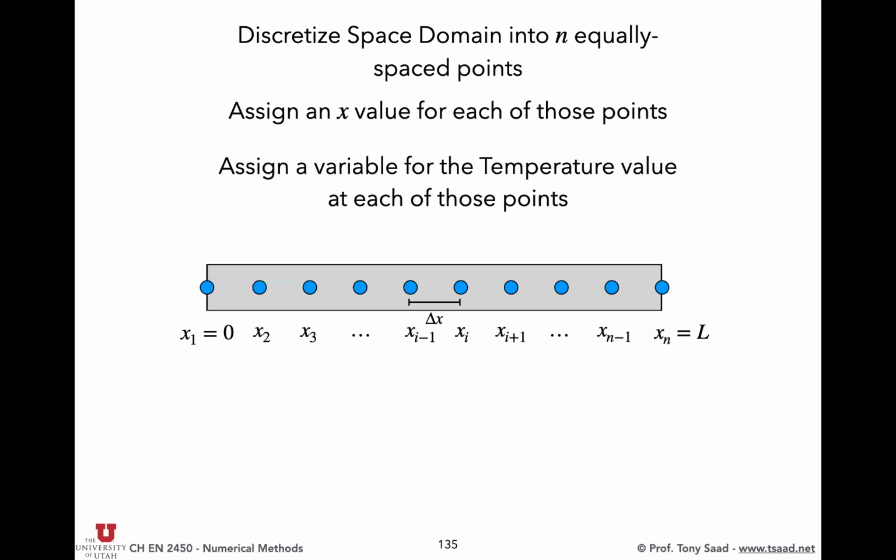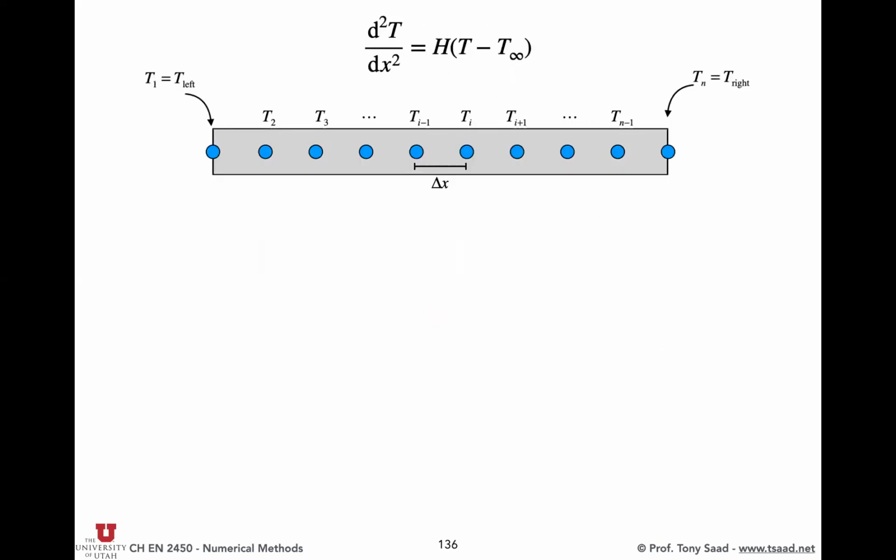Next, we're going to assign a variable for the temperature value at each of those points. Now, we do not know the temperature at the intermediate points. We only know it at the left and we know it at the right, but we don't know it in between, right? So we're just going to assign a value, T2, T3, T4, and so on, all the way to Tn minus 1. We don't know what those are. Our purpose is to find those discrete values, okay? That's the goal of solving this system, this equation.